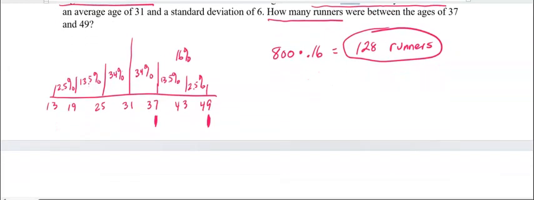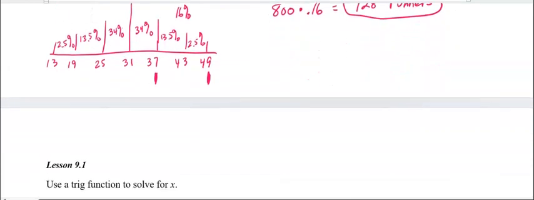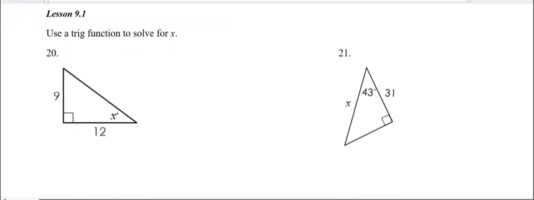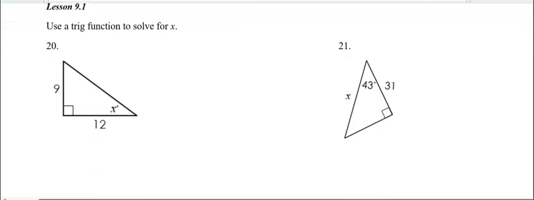Make sure you understand the standard normal curve, normal distribution problems. And then finally, a little right triangle trig review. We're going to use either sine, cosine, or tangent to solve for x. All right, so this is an angle. And for that angle, I'm given the opposite side of the angle, and I'm also given the adjacent side of that angle. And that just happens to describe tangent.